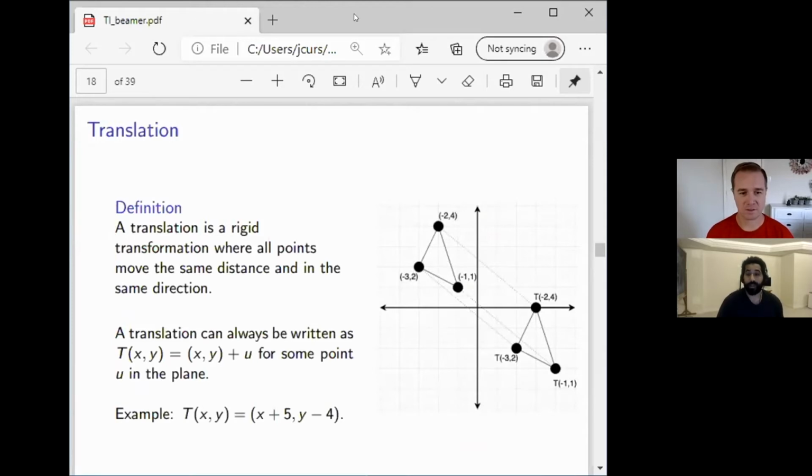One key point about a translation is you can always write a translation applied to some XY coordinates as those XY coordinates plus some point U in the plane. For instance, here's an example that we have up on the slide. Let's say T of (X, Y) goes to (X plus 5, Y minus 4). You can see that every single point, all you're doing is adding the point (5, negative 4) to it.